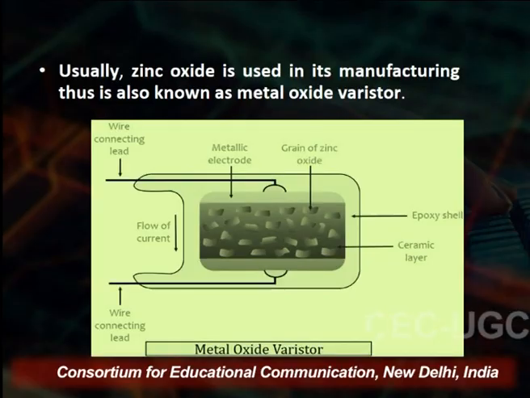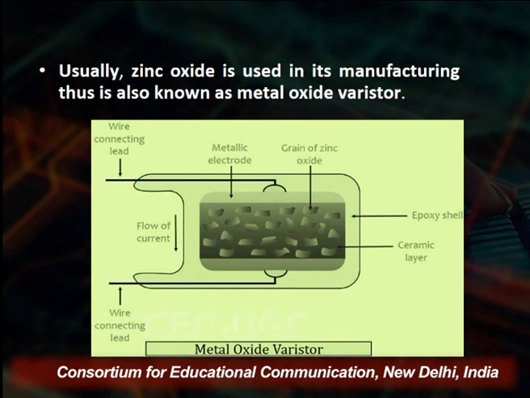Nowadays, these are the most common voltage clampers. We can call them clampers, and they can be used for a wide range of voltage. It is a non-linear device that absorbs the destructive energy and dissipates it in the form of heat in order to prevent system damage. Usually zinc oxide is used in its manufacturing, also known as metal oxide varistors.